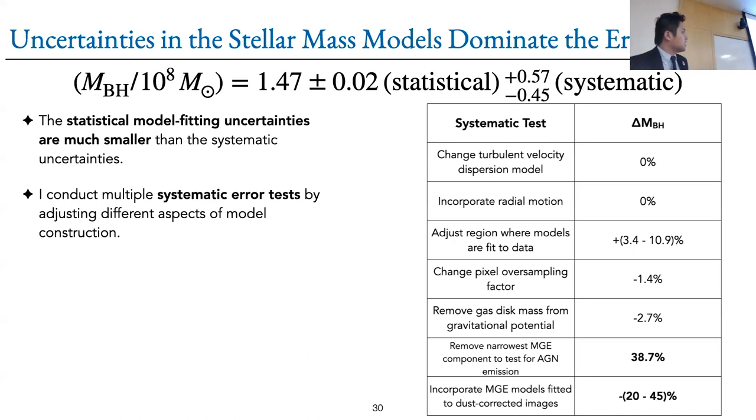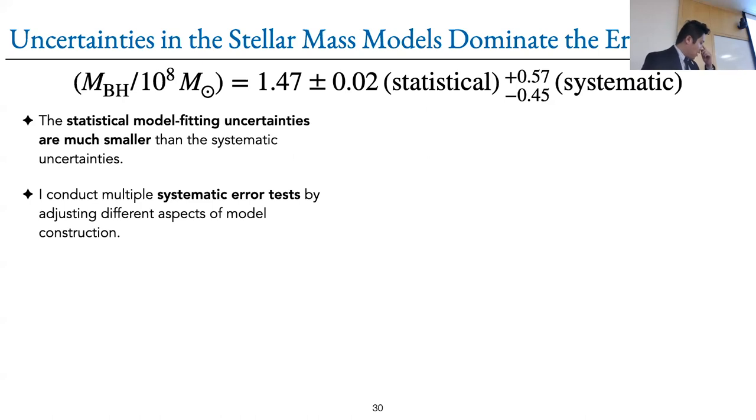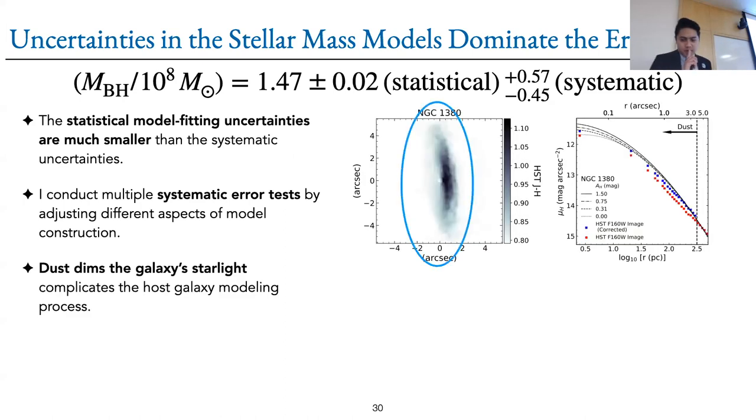I'm not going to get into the details of each and every one of these tests, but the punchline is that the tests where you see the largest shift in the black hole mass involve changing the stellar mass models. So if you change the amount of stellar mass you have in the system, that's where you see the largest changes in black hole mass. One of the problems that has plagued me over the past several years has been this issue with the dust in these systems.